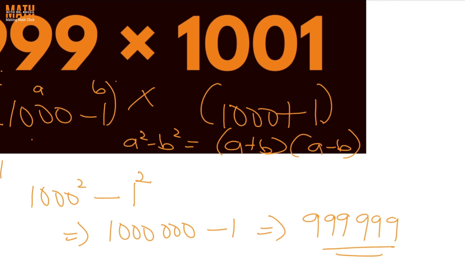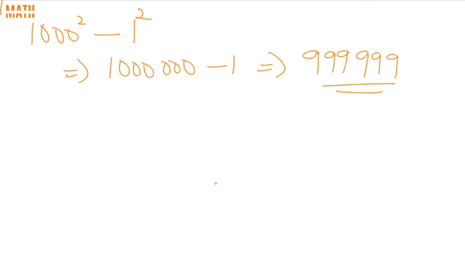Another example is, let's say, 32 times 28. The base number here will be 30, because 32 is 2 more than 30, and 28 is 2 less than 30. So that is only when this will work.